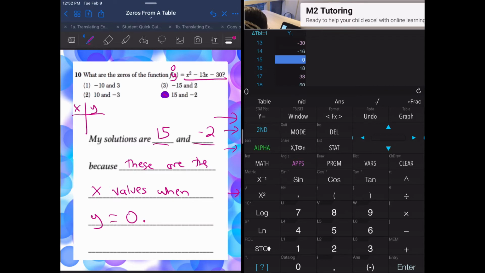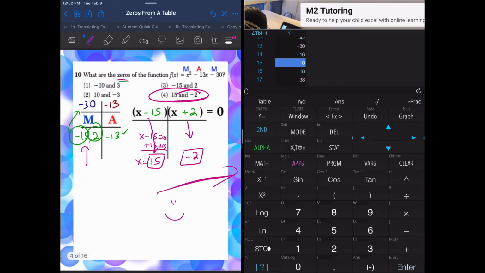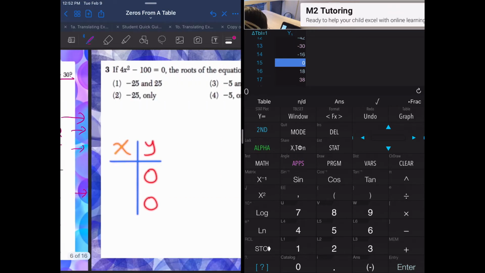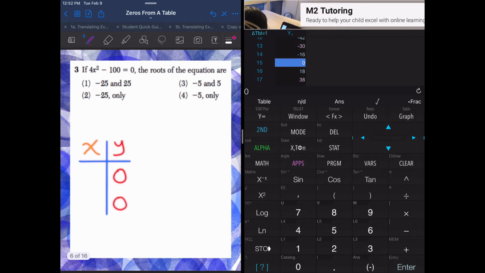That is how you solve these using a table. Much easier than doing this by hand. What a mess. I could just look at my table. Let's do another one. This one doesn't say zeros, it says find the roots. It's the same thing, and I don't see a y equals or f of x equals. I see an equals 0. That's fine, that's the same thing.